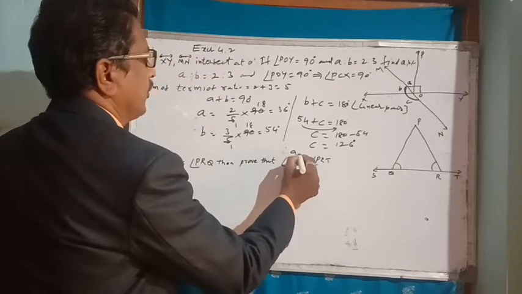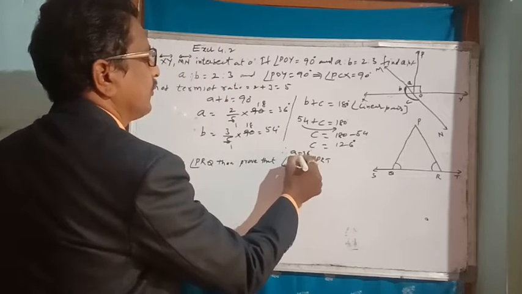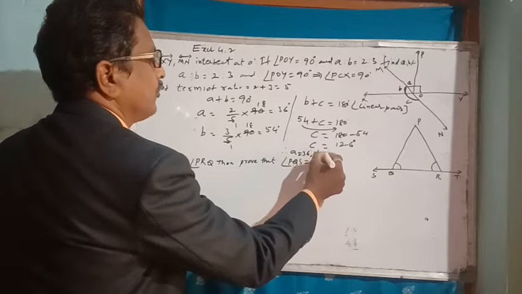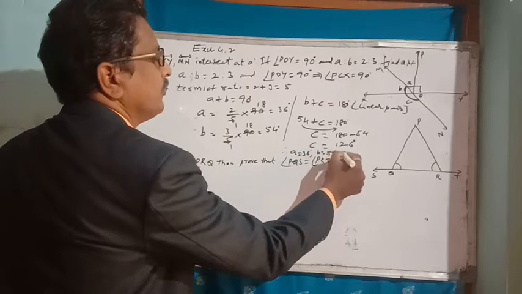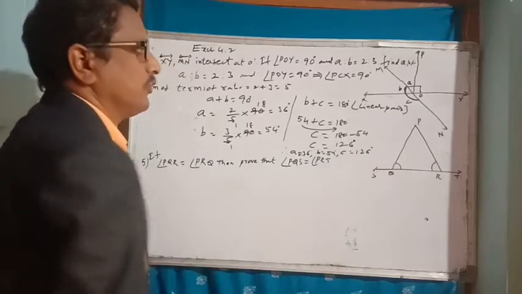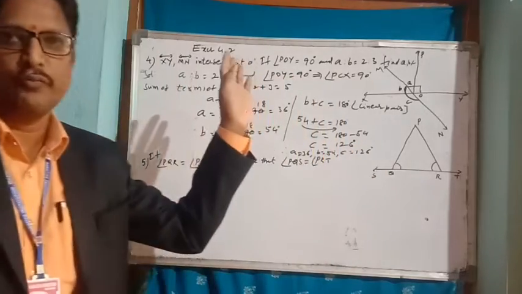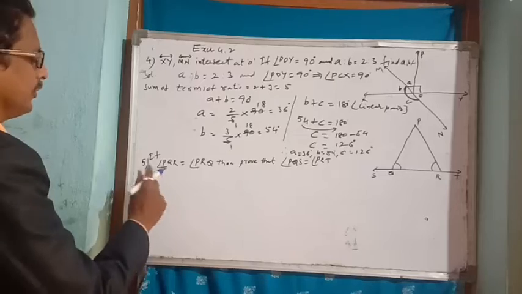Therefore, A equals 36 degrees, B equals 54 degrees, C equals 126 degrees. This is the first problem completed. Next, second problem. Here, fifth problem.